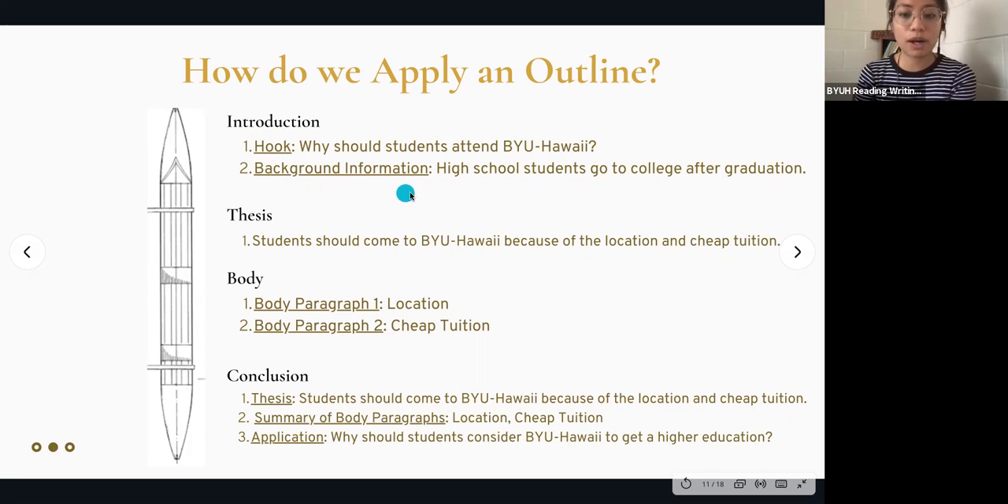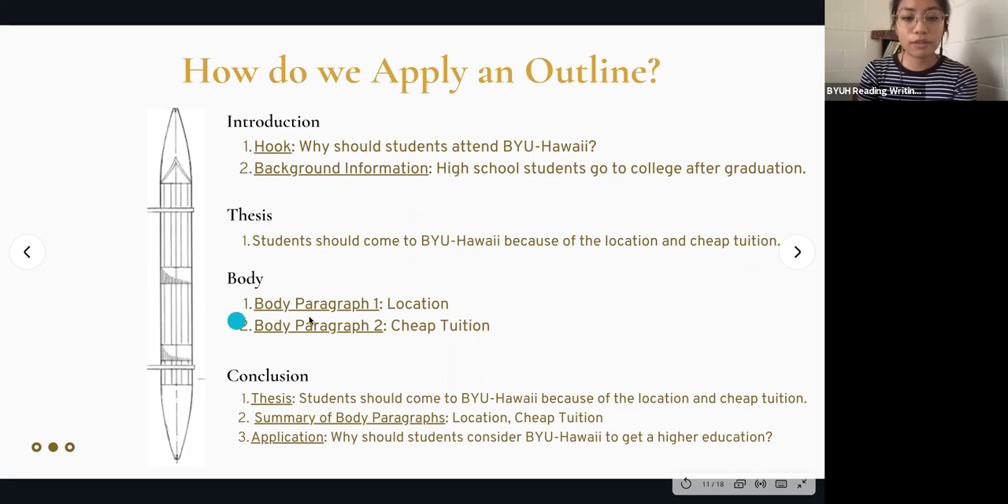It can be facts about high school students going to college after graduation, or some other facts or statistics about the background information. And then we would include the thesis statement: students should come to BYU Hawaii because of the location and cheap tuition, as we mentioned.